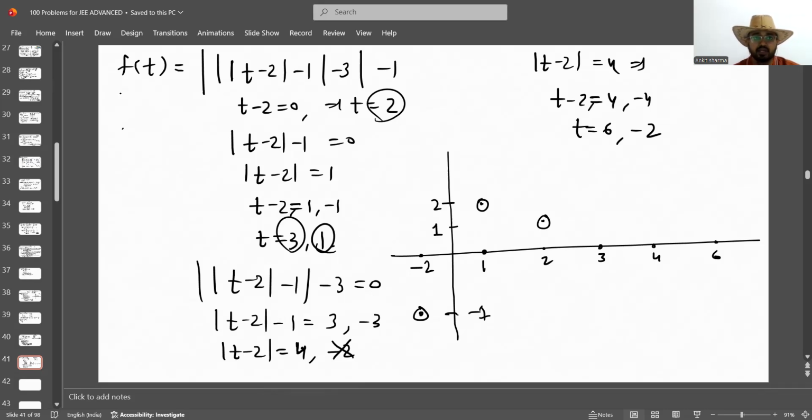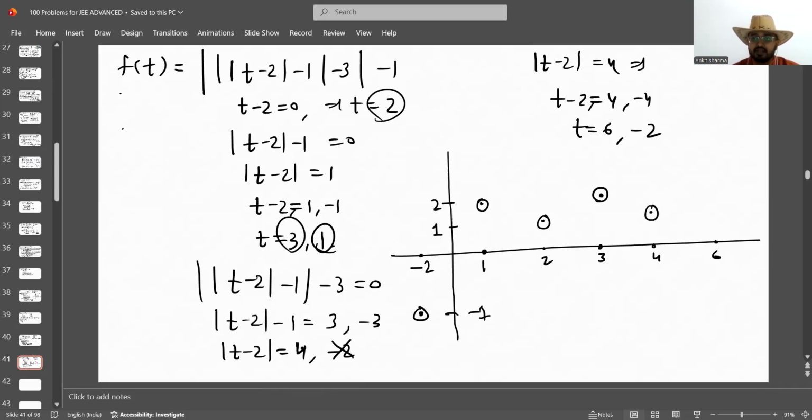At 3, let's see. So plug in here 3 minus 2, 1, minus 1 is 0, minus 3 is 3, minus 1 is again 2. So this would go to this side. And then 4, I'm having 4 is a solution for the nested one. That means 4 minus 2 is 2, minus 1 is 1, minus 3 is 1, minus 3 is minus 2, mod 2, again, I get here 1.